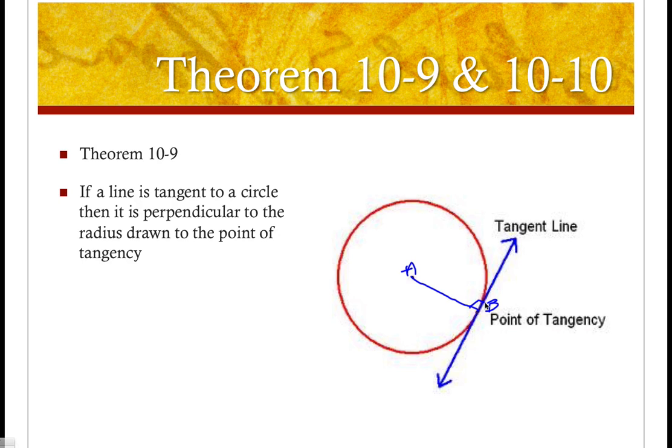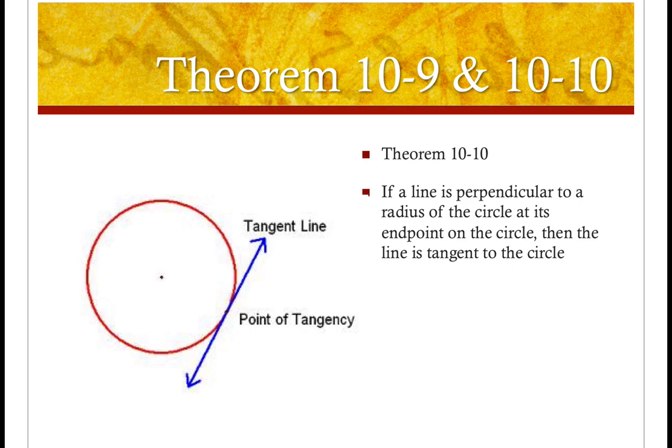to our tangent line. The converse of that is that if a line is perpendicular to the radius of the circle, then the line is an actual tangent. So therefore, since we know that our radius line is perpendicular to the line outside the circle, this theorem tells us that our line is an actual tangent line.